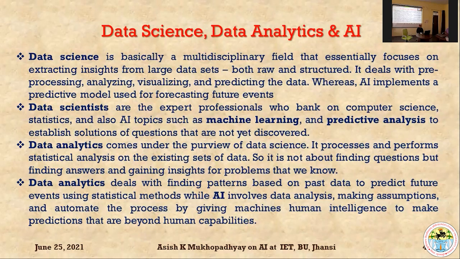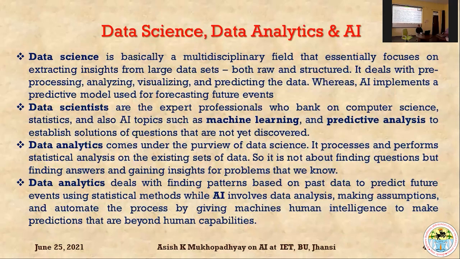Now, this is data science. But what about data analytics? We have heard a lot of things on data analytics. Data analytics is not concerned with AI. It is data science without AI. They use statistical methods analytically, so it comes within the purview of data science. It processes and performs statistical analysis on the existing data sets. So it is not about finding questions, but finding answers and gaining insights for problems that we know. Whatever you know, they gain deep insights through statistical analysis. That is the data analytics job. And data analytics deals with finding patterns based on past data. They try to find a pattern or predict future events using statistical methods.